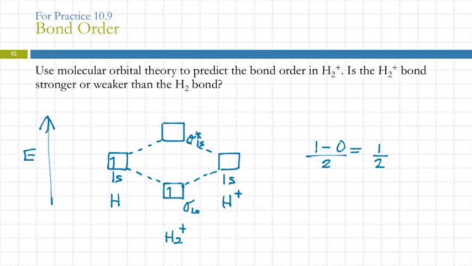Is this predicted to exist? Yes. Positive bond order above 0 should exist. Is that bond going to be stronger or weaker than the bond in H2? Do you remember what the bond order for H2 was? It was 1. So the bond order for H2 is 1. The bond order for H2+ is 1/2. Which one is stronger? H2. The larger the bond order, the stronger the bond. So the bond order's 1/2, and this should be weaker than H2.